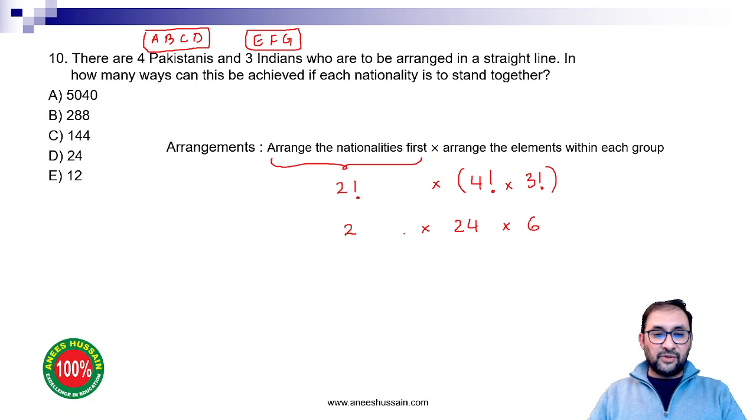So 6 times 2 is 12. 12 into 24 would give you 288. So the answer has to be 288, which is option B. I hope this is clear to all of you.